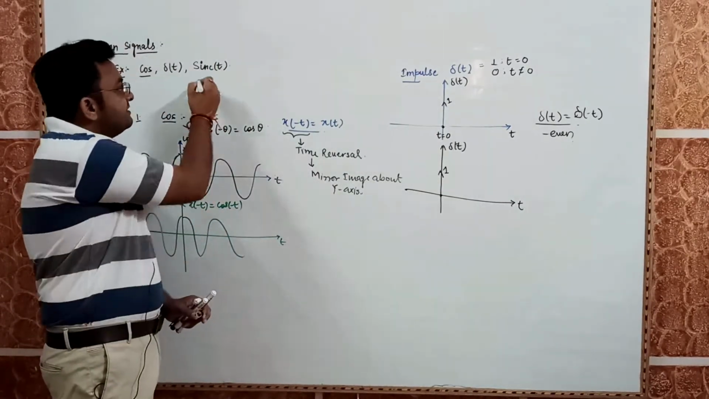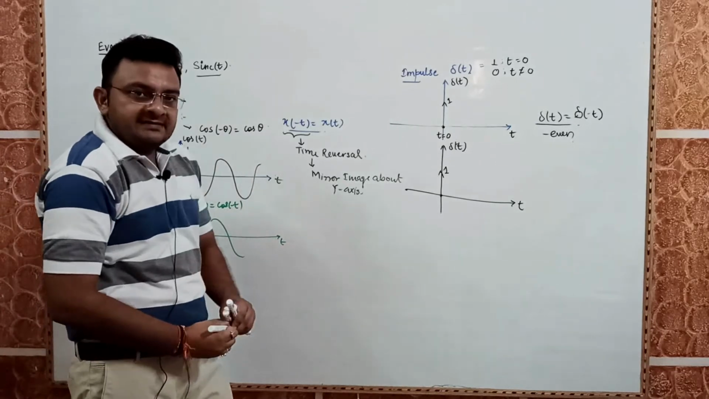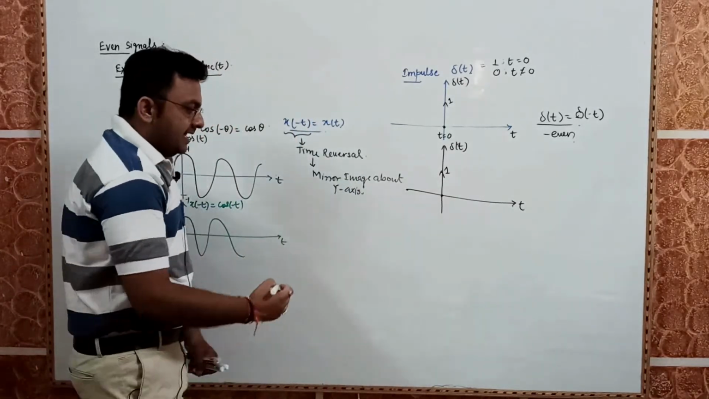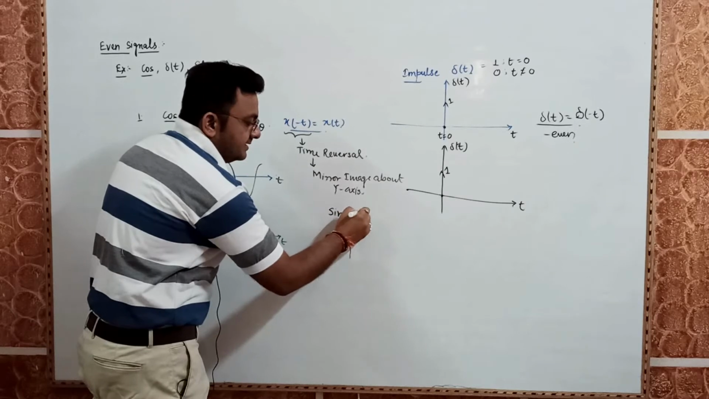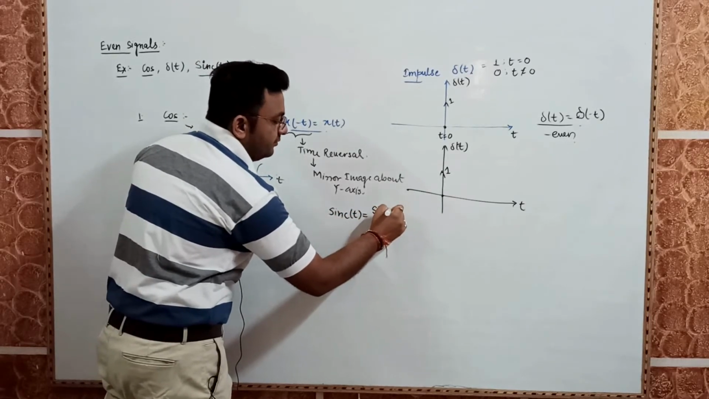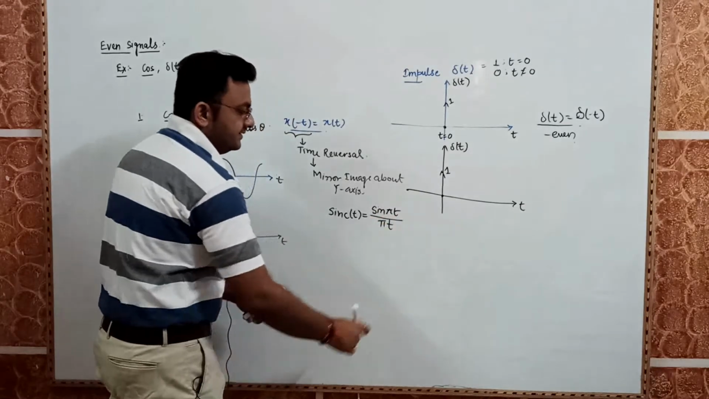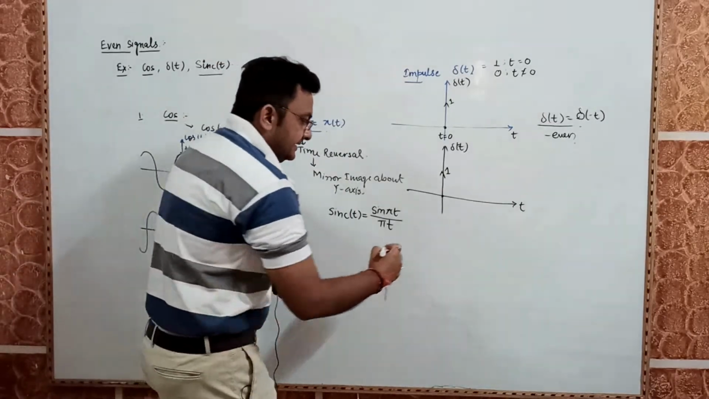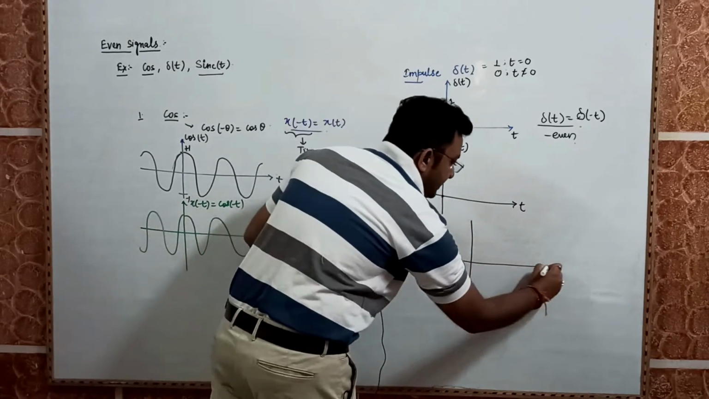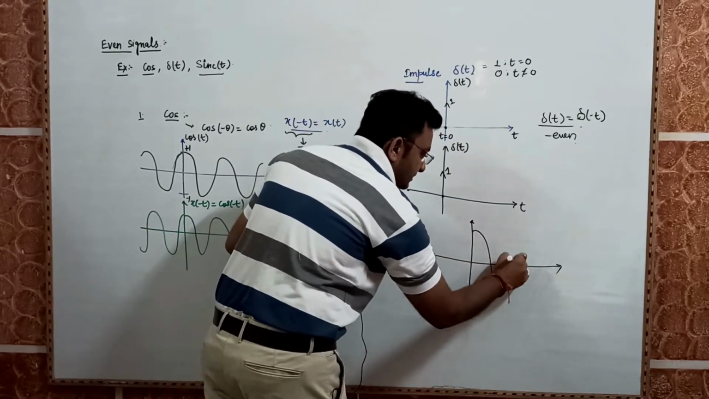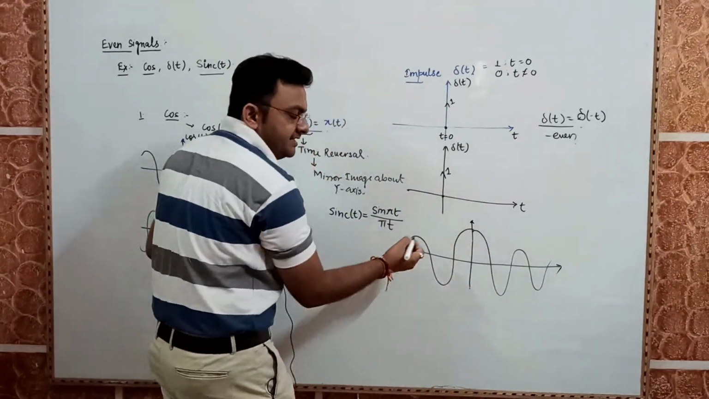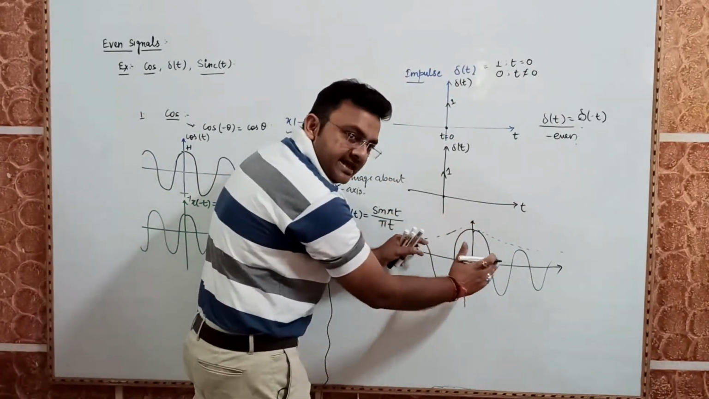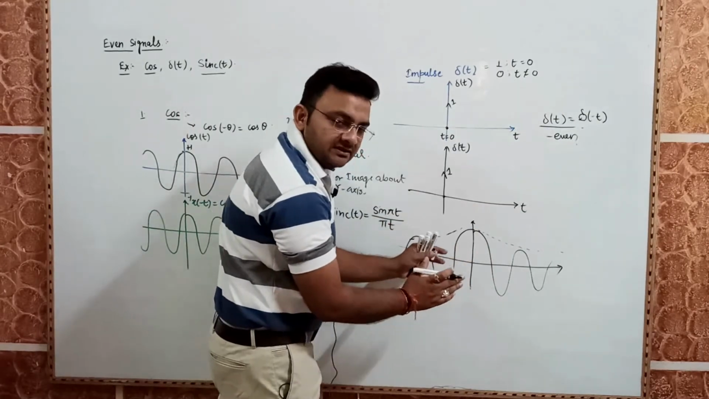Next is the sinc function. First of all, we should know what the sinc function is. In a very simple manner, sinc is defined as sine of pi t divided by pi t. When you plot this signal, you will find that it is drawn like this. This is something like a damped nature; the envelope is like a damped signal, and in between that we have a cosine signal.